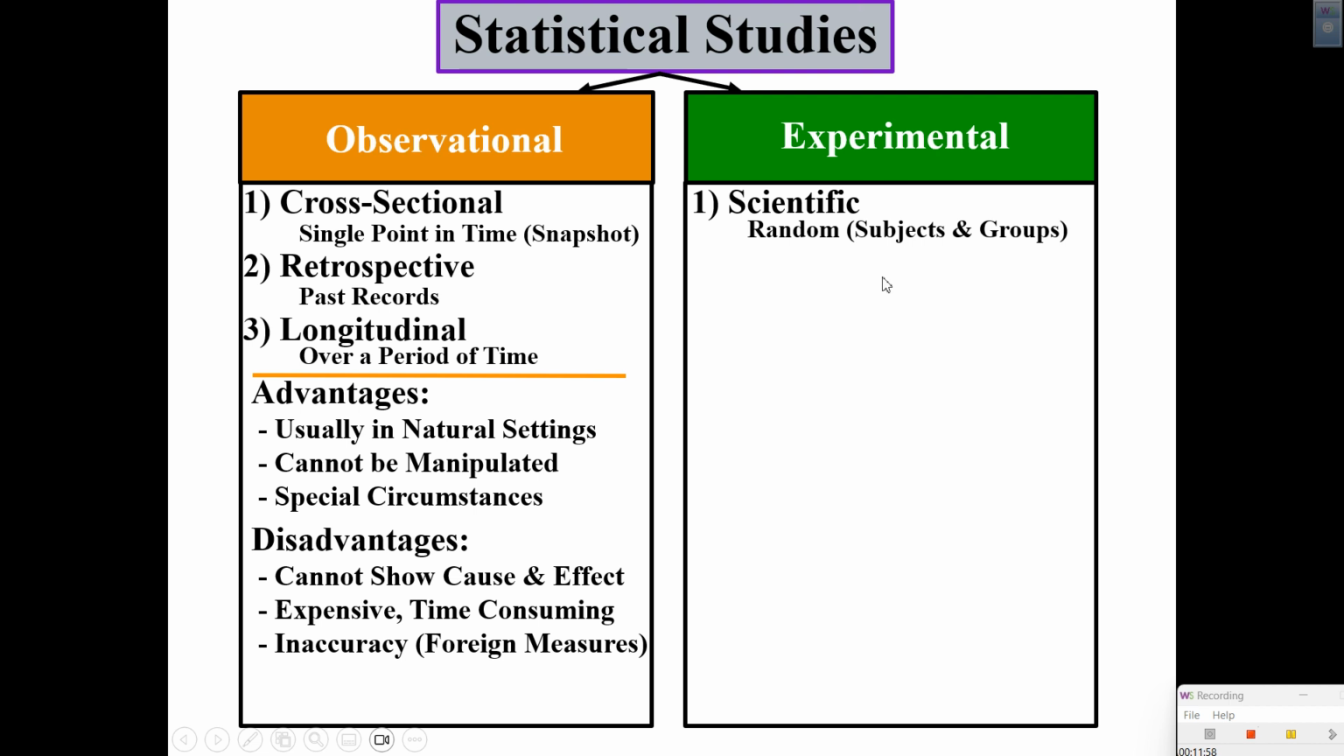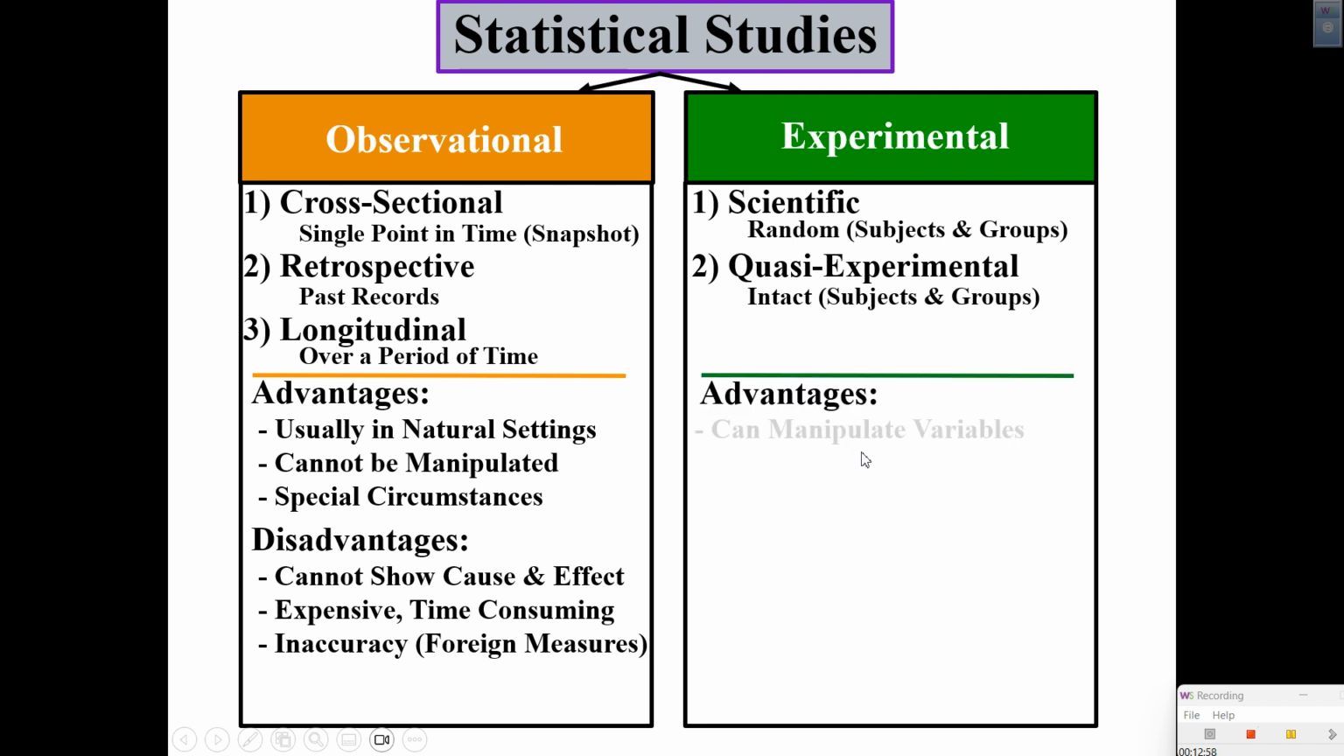And the second type of experimental study is known as quasi-experimental study. So question, if scientific, you pick them at random, what do you think a quasi-experimental is? Yeah, you don't pick them. Those are intact groups. They give you the groups already. They give you the subjects and the groups that you're going to study. So once again, scientific, you pick at random. Quasi-experimental is intact subjects and groups. Basically, you don't have anything to do with the groups or the subjects that are going to be studied for that experimental study.